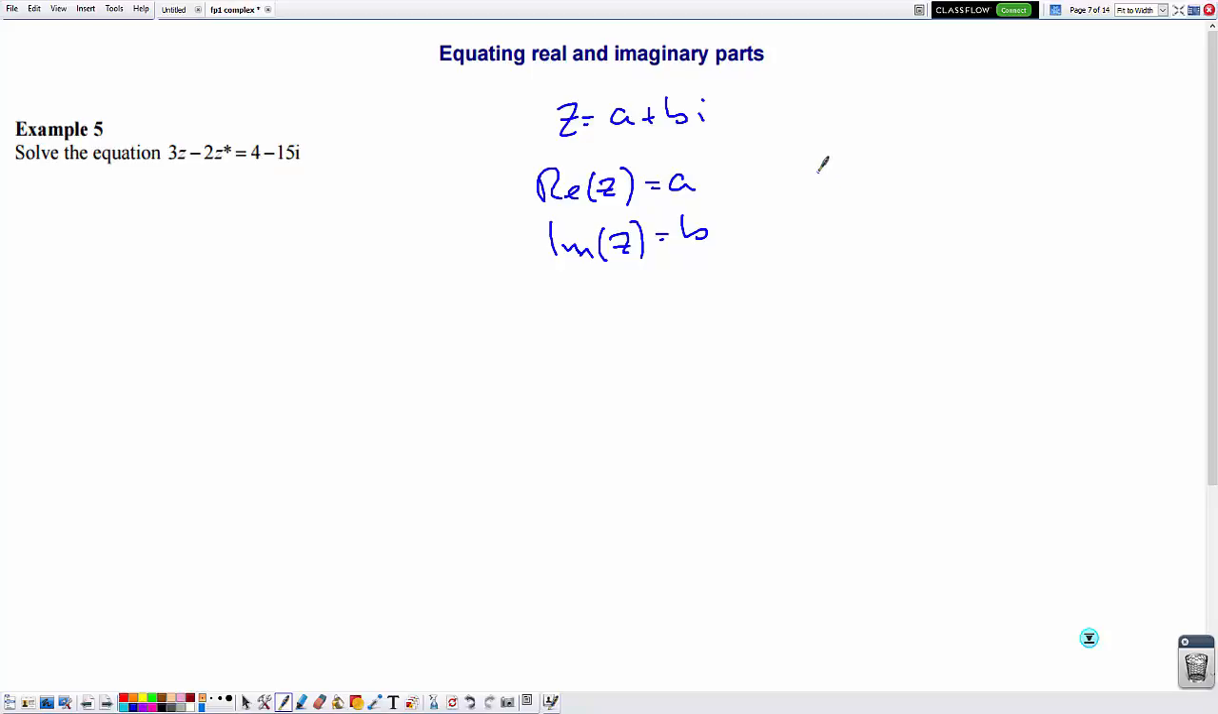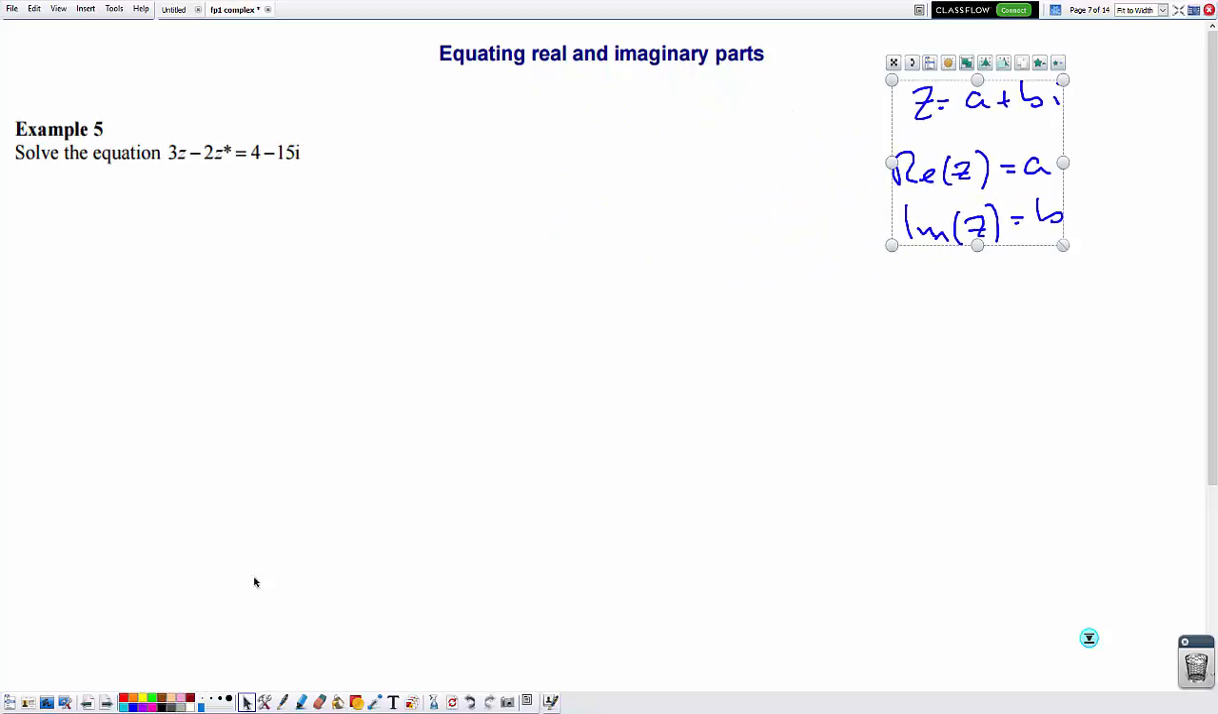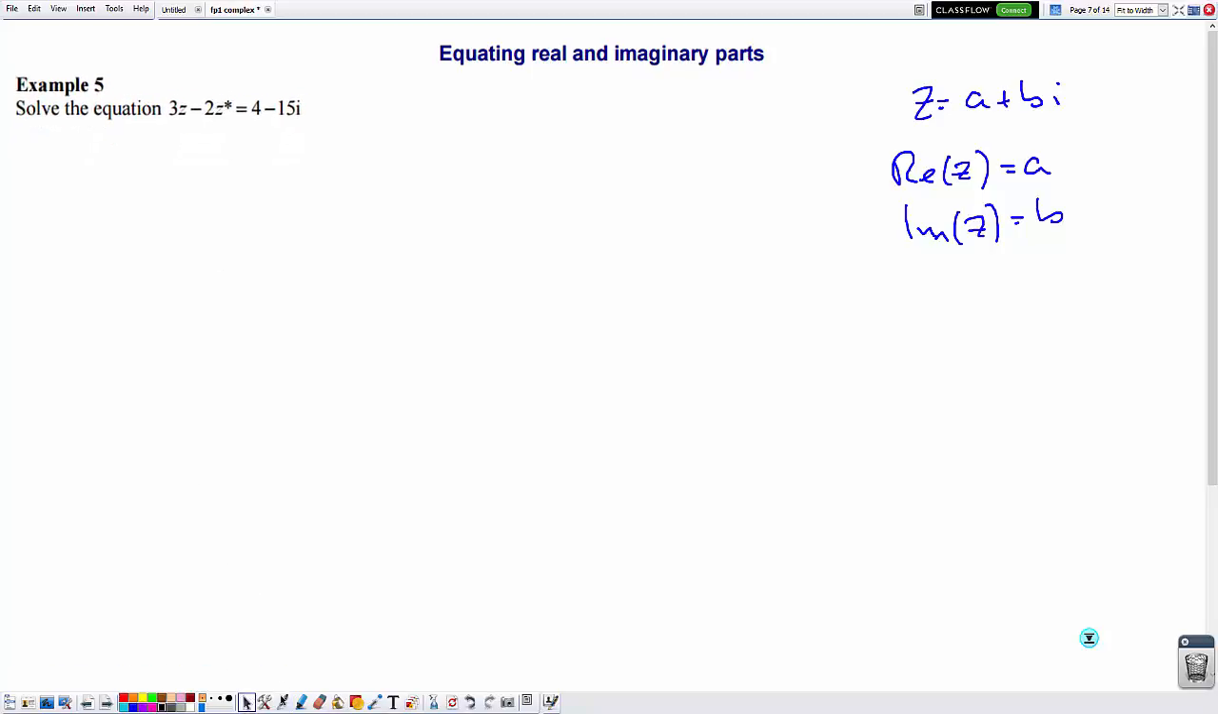So we're going to use that fact, and we're going to compare real and imaginary parts. Sometimes we'll have simultaneous equations, other times we have something rather simple. Notice the imaginary part of this complex number is not bi, it's just b. So remember, if two complex numbers are equal, their real and imaginary parts must be equal, and both of them must be equal. So, example 5.